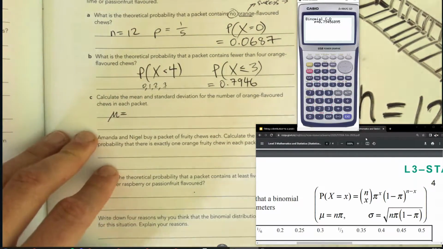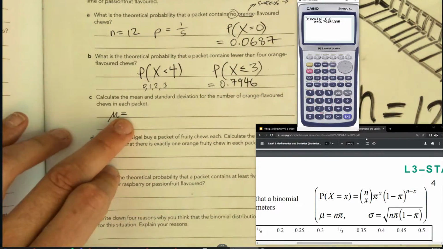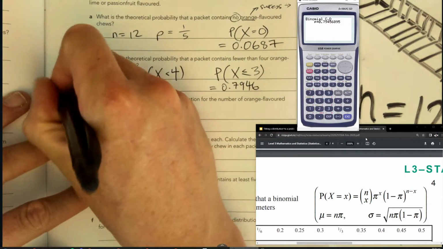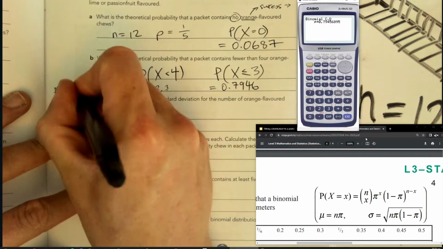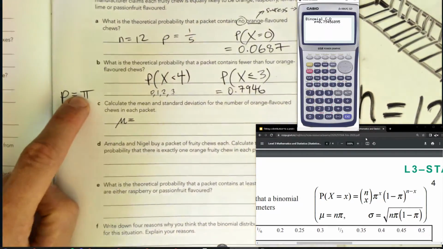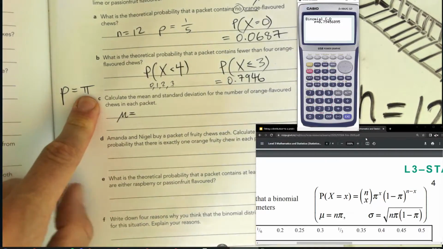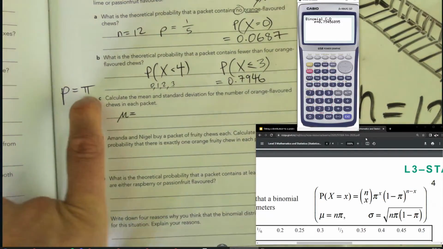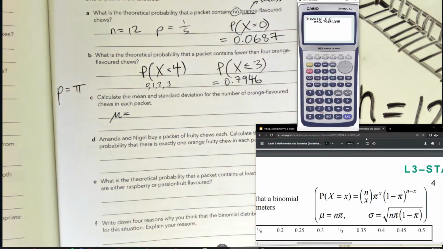So down here we've got a formula for mean. Mean is n times pi. Now just remember that instead of writing p, they do pi. I don't know how that helps at all because pi is literally already a number in maths. So I don't like that they use pi as probability, but that's just how it is.